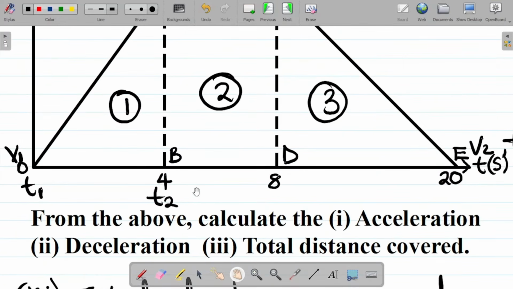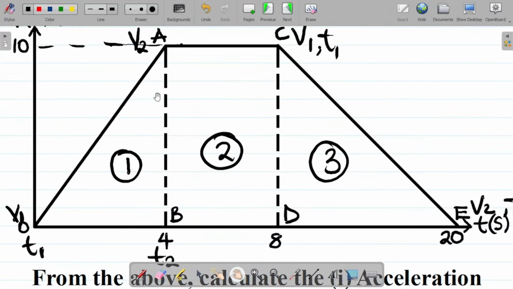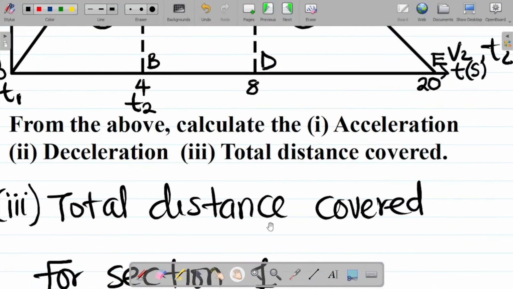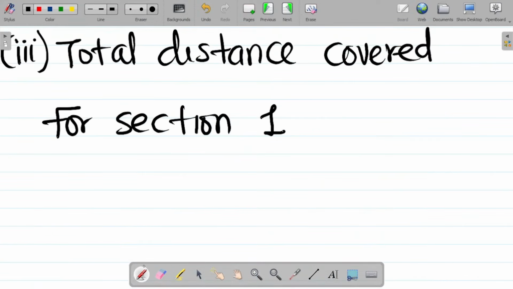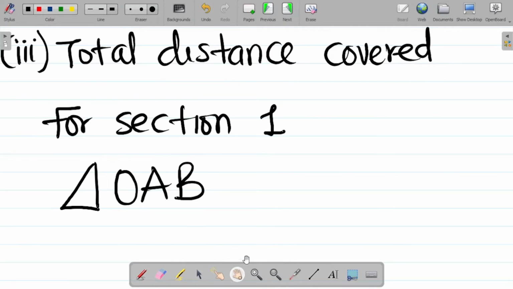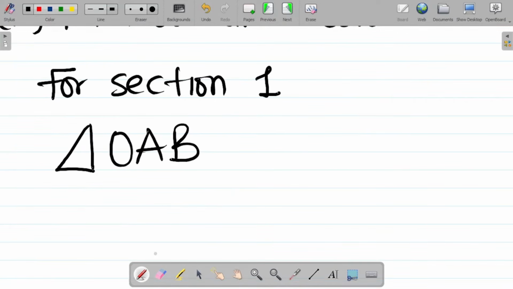Let's look at section 1. Section 1, as we can see here, is a triangle. The triangle here is OAB, so O here, A up, B down. To get the distance, we have to find the area of the shape. This is a triangle, so the area of the triangle becomes half times the base times the height.